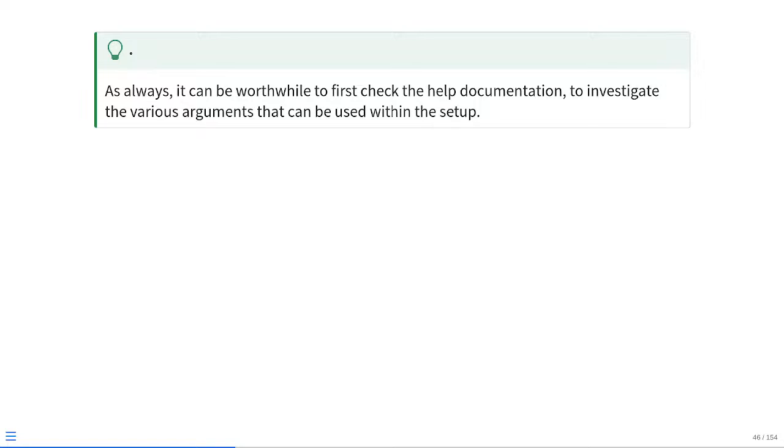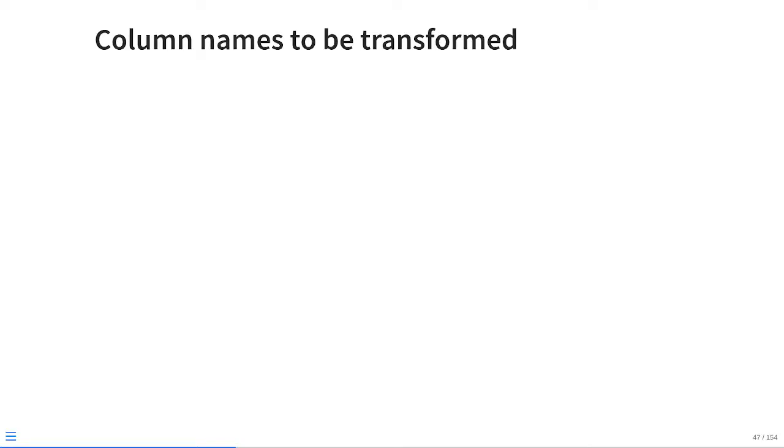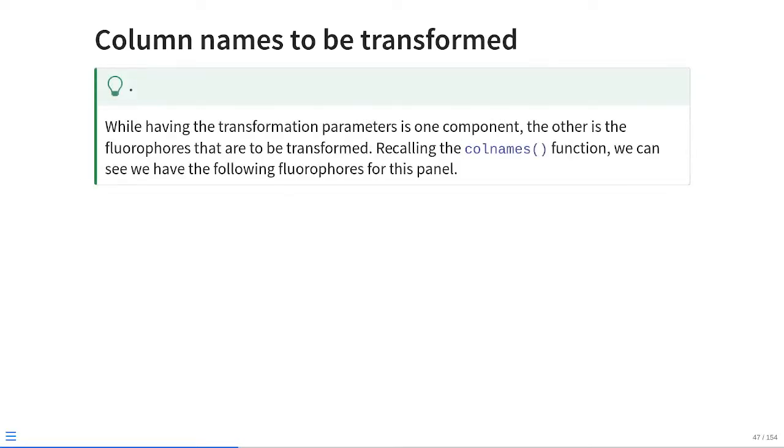So as always, it's worthwhile to check the help documentation before you do anything, just to make sure you actually understand what the arguments are and how these will be used within the setup. So first off, we have found there are several default transformations that can be applied, but we don't want to apply all these transformations to everything. We don't want to transform our time parameter. We don't want to transform the forward scatter or the side scatter. These are all things that probably should be kept as they exist, not actually being moved around.